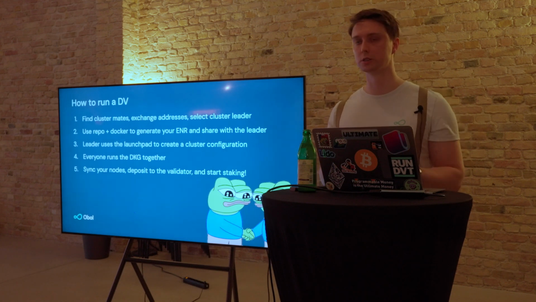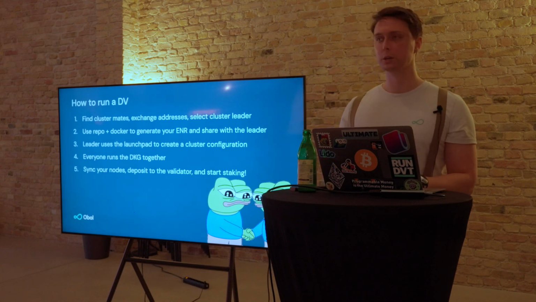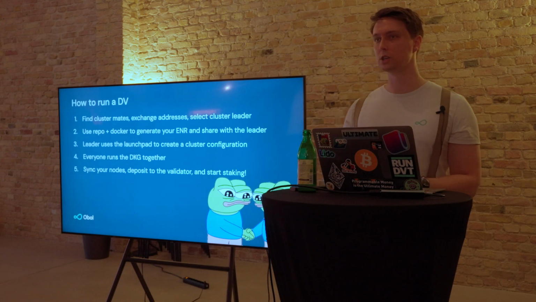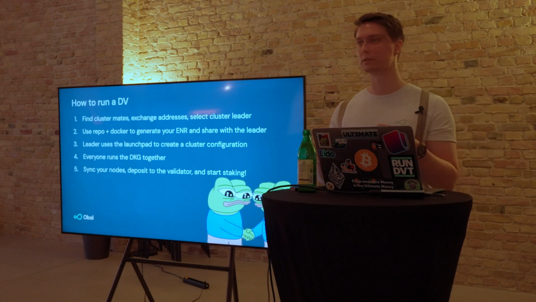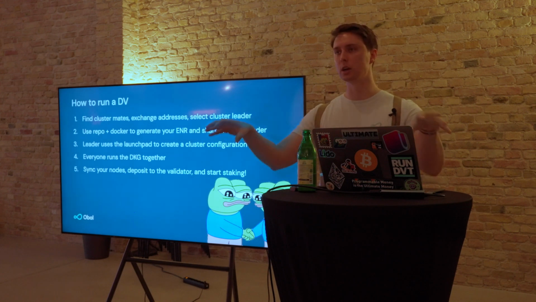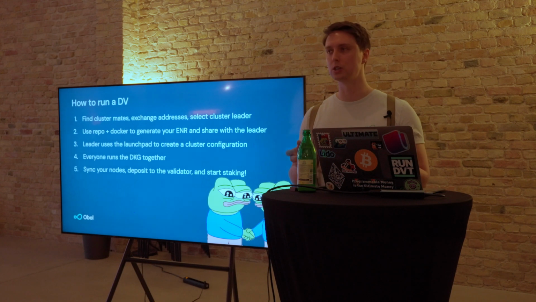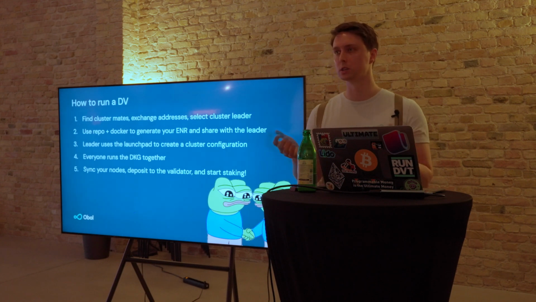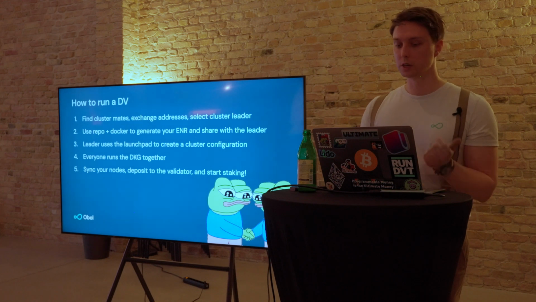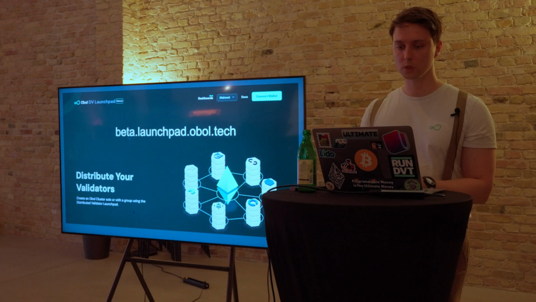He just pastes all the addresses in there. Everybody signs the cluster configuration, says they're happy with it. Everyone runs a DKG together. The DKG makes sure that the entire key never exists in one place. So you can take an existing validator and split the key, but you can also generate the key shares with the DKG so that the entire key actually never exists in one place. That's the safest way to do it. And then you sync your nodes, you deposit to the validator like normal, and you're up and running.